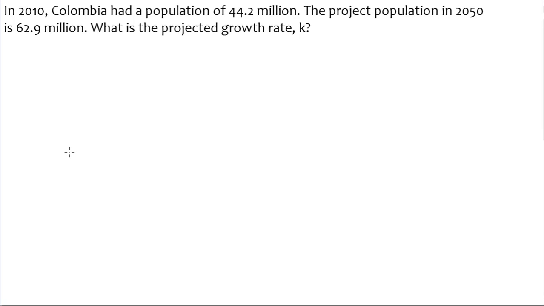Hey everyone, in this video we're going to look at the population of Colombia. In 2010, Colombia had a population of 44.2 million. The projected population in 2050 is 62.9 million. So we're going to look for what the projected growth rate, or K, is.